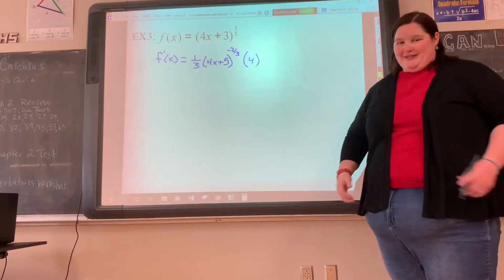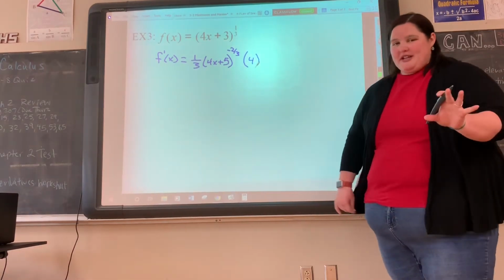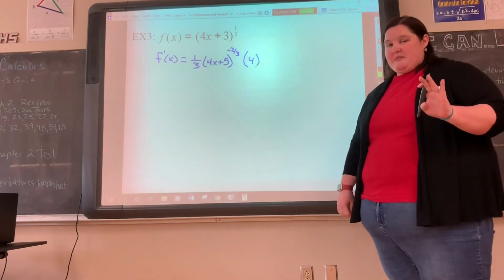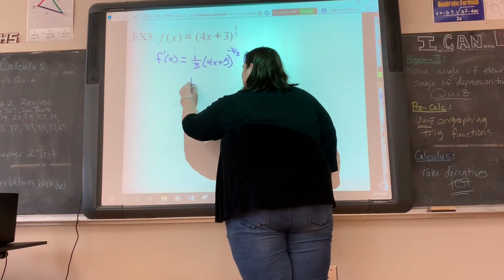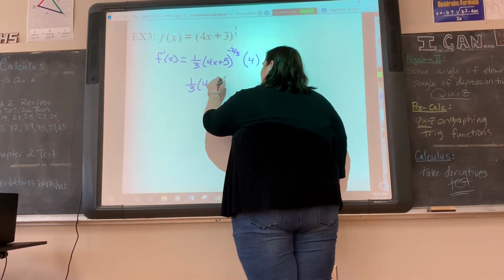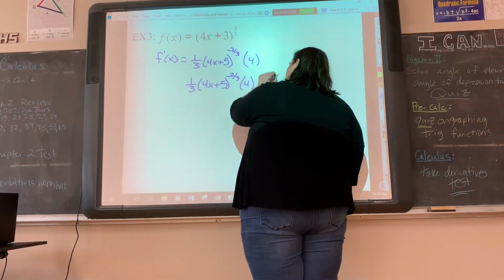So now I have to set that equal to 0. Okay? And I know that looks really ugly, but I promise it actually works out in our favor. And actually there's some things that you can end up skipping here in a second. So we're going to take that 1/3 and then 4x plus 5 to the -2/3 times 4 equals 0.